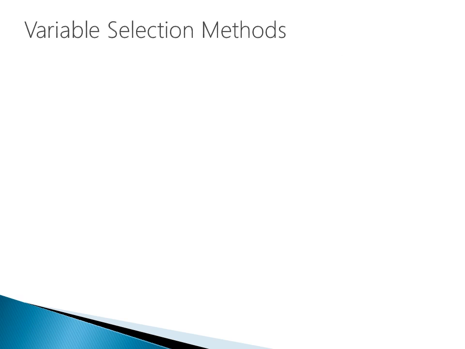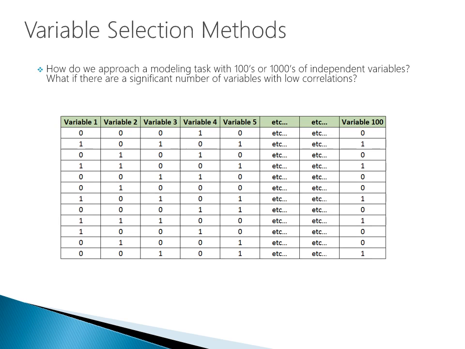I now want to shift gears and talk about variable selection methods. How do we approach a modeling task when we have hundreds or thousands of independent variables? What if there are a significant number of variables with low correlations? So imagine a data set that just has an ungodly amount of variables. How do we work with this? Which ones do we include in the model? Are we going to build a model with 100 variables? That doesn't seem like it would make a whole lot of sense.